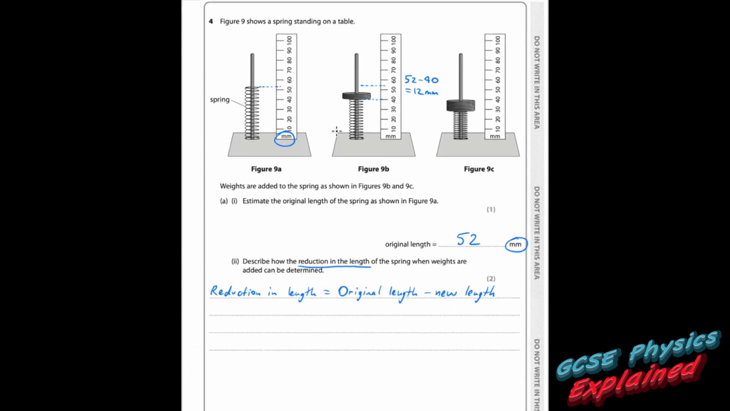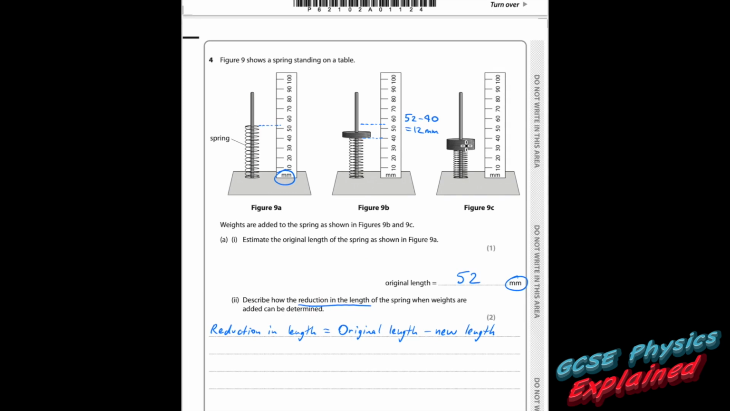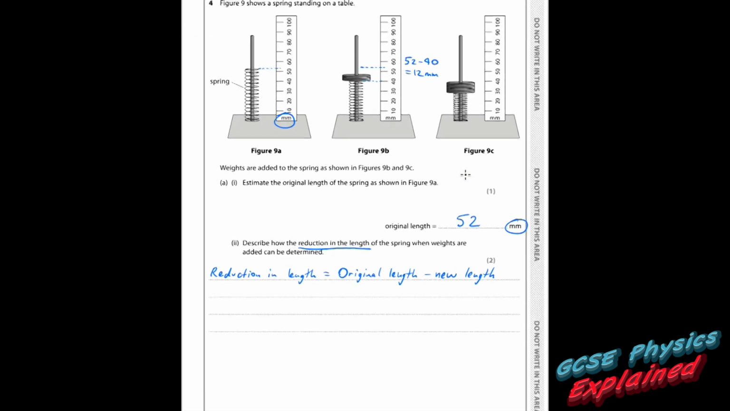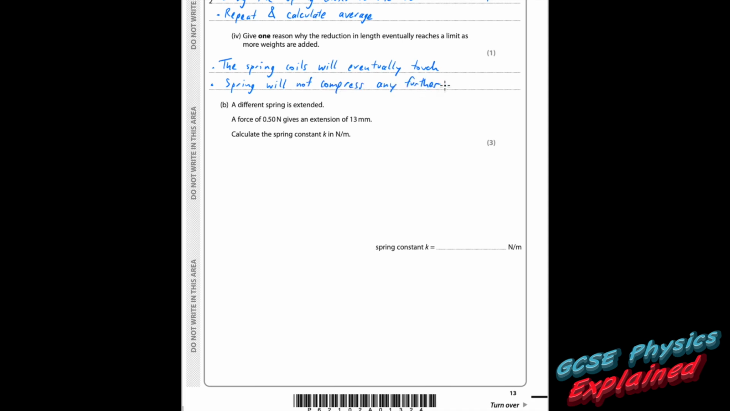Part 4. Give one reason why the reduction in length eventually reaches a limit as more weights are added. Right, let's have a look at the picture. It's going to reach a limit because at some point that spring's going to get so compressed that the spring coils are touching each other. And again, that could be worth 2, just in case they make it worth 2 this year.